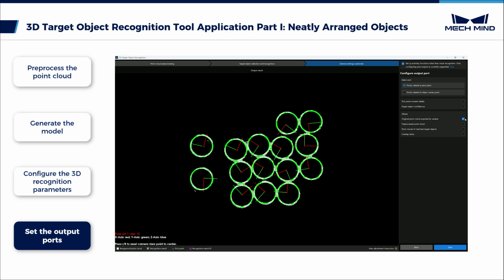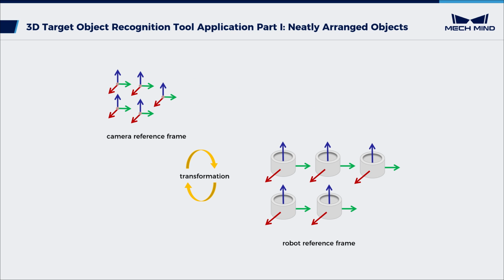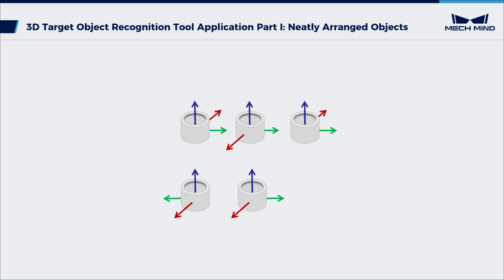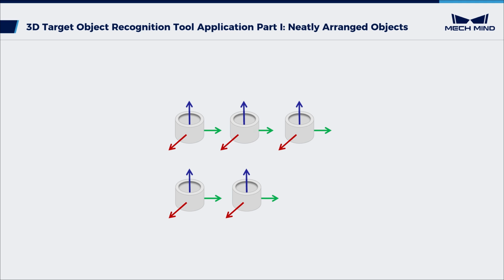That's all for the configuration of recognizing the neatly arranged ring objects. The object poses recognized by the 3D Target Object Recognition tool can be used for further adjustments, including coordinate system transformation, pose orientation adjustment for X-axis and Y-axis, and pose sorting. This facilitates the robot to accurately pick and place objects.